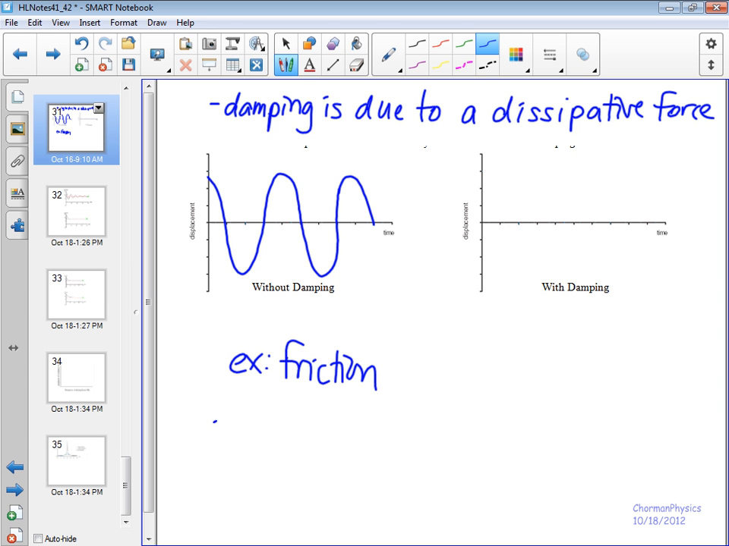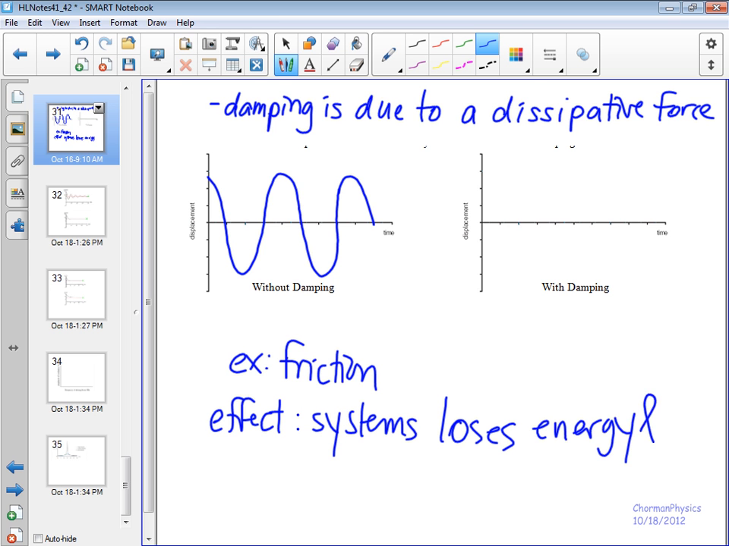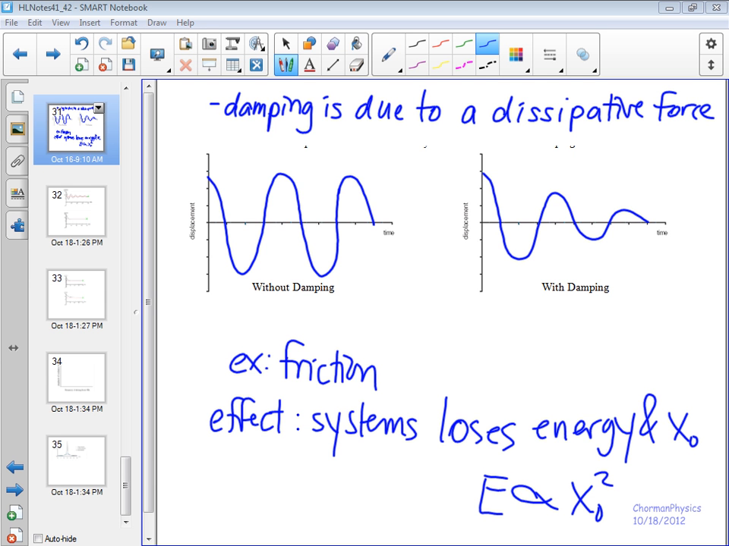So the effect of this is that the system loses energy as this is happening, and the amplitude also decreases. Remember, energy is directly proportional to the amplitude squared. So what you end up with is a curve that looks something like this. The amplitude or displacement versus time function, the amplitude ends up decreasing over time.